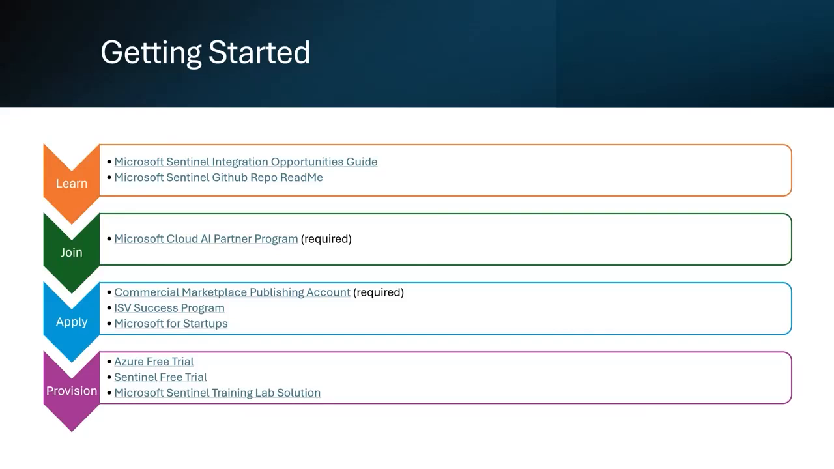And then lastly, provision. Get started. There is an Azure free trial outside of anything you might get from the ISV Success program or Microsoft for Startups. There is also a Sentinel free trial. These are both 31 days. The Sentinel free trial has a data cap. There is also the Microsoft Sentinel Training Lab, which puts some data and incidents and analytics rules and workbooks, these artifacts, together in a single-click installation so that you can begin experimenting with them.